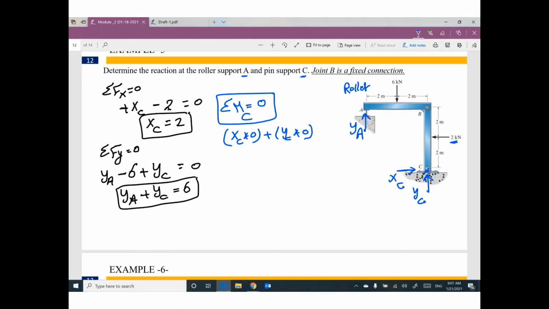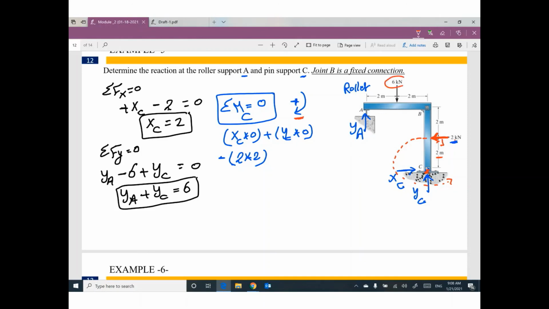2 times 2. I'm assuming clockwise direction is positive, so 2 times 2 will be negative. Guys, I'm taking moment at C and this force 2. What is the distance between this force and this point? Your distance will be vertical because your force is horizontal, so we have perpendicular. It is negative because this force will rotate around this point counterclockwise, and I assume clockwise is positive.